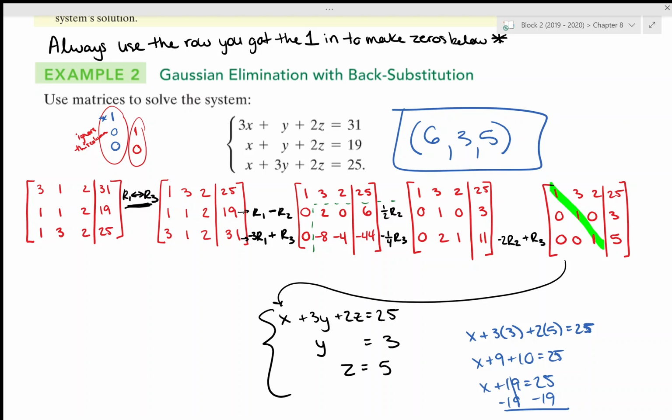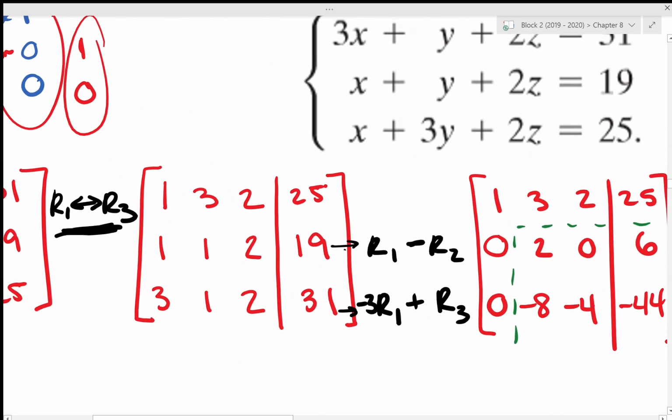So I swap row 1 and row 3, so I get the 1 up top. Now I'm using row 1. I'm not actually changing row 1, but I'm using row 1 to get the 0 here and here. I want to make the zeros below it. So luckily rows 1 and 2 already match, so I'm going to just do row 1 minus row 2. Rows 1 and 3 don't match yet.